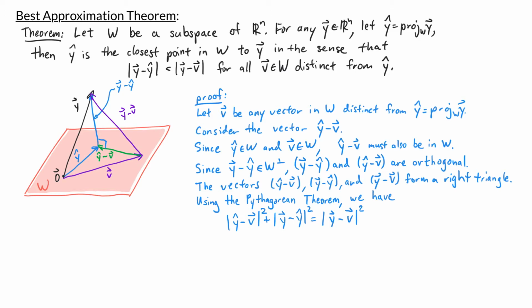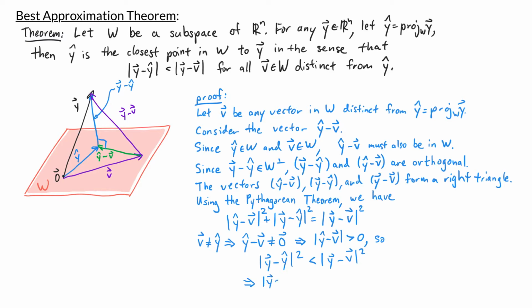So the vectors y hat minus v, y minus y hat, and y minus v form a right triangle. Using the Pythagorean theorem, we have that the length of y hat minus v squared plus the length of y minus y hat squared is equal to the length of y minus v squared. Since the vector v is distinct from y hat, I know that y hat minus v is not the zero vector, which means it has length greater than 0. Therefore, we can conclude that the length of y minus y hat squared is less than the length of y minus v squared. And finally, taking the square root of both sides, we have that the length of y minus y hat is less than the length of y minus v. And that concludes the proof of the theorem.